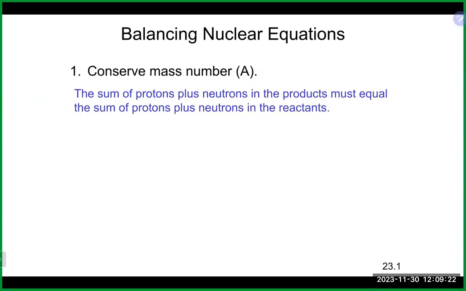A couple of things about nuclear reactions that are different than regular chemical reactions. In nuclear reactions, there really is no conservation of elements. That's because nuclear reactions happen in the nucleus. When we talk about protons, electrons, and neutrons, the one particle that's really important in terms of what element it is, which one tells you what element it is? It is the protons, which is the atomic number, right?